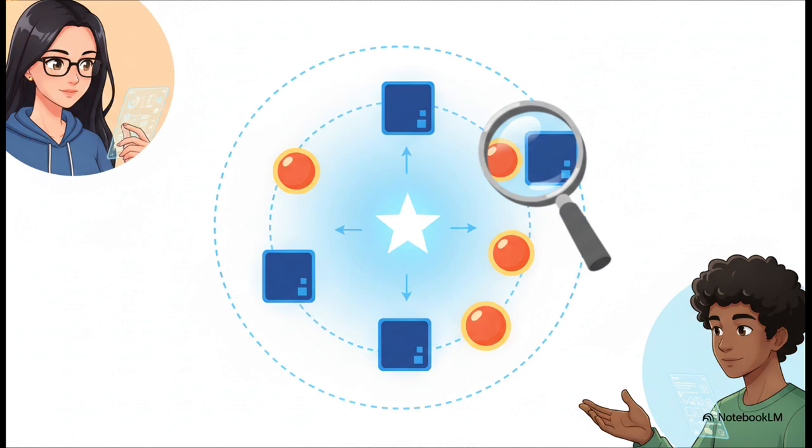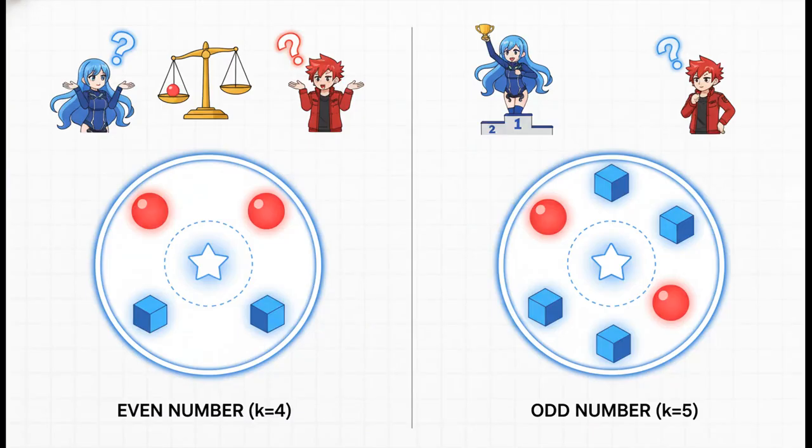It's really that simple. Now here's a smart little trick that data scientists use all the time. To avoid a deadlock, a tie in the vote, they almost always pick an odd number for K. Think about it. If you choose an even number like 4, you could easily end up with a 2-2 split between categories. But an odd number, like 3 or 5, guarantees you'll always have a clear winner.